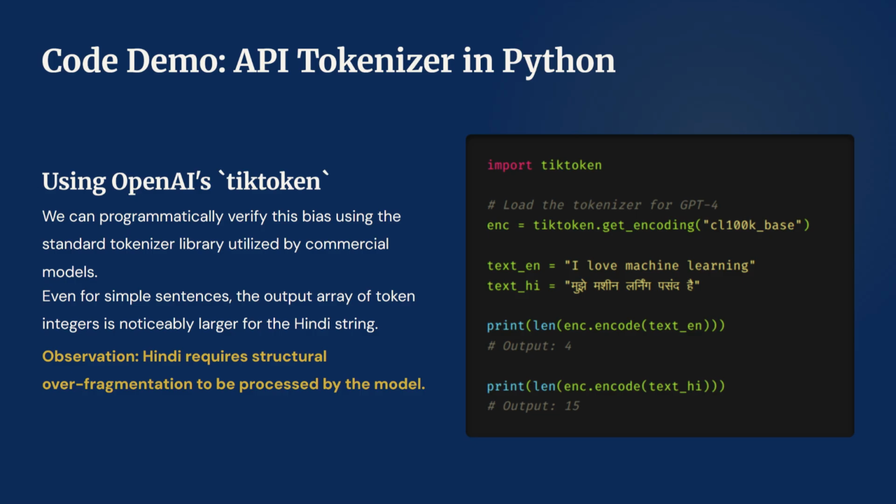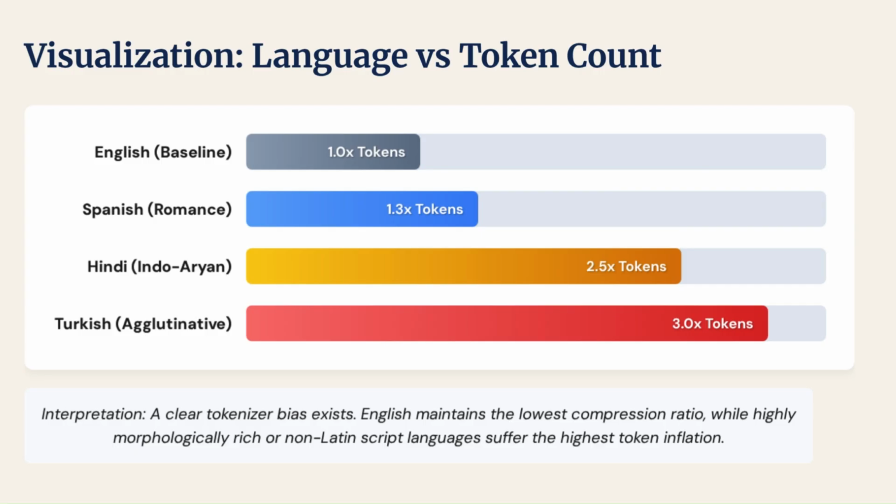The observation from the slide puts it directly. Hindi requires structural over fragmentation just to be processed by the model. The visualization makes the trend undeniable. English sits at the baseline of 1.0 times. Spanish, a Romance language, comes at 1.3 times, still relatively effective because it shares Latin script roots with English. Hindi jumps to 2.5 times more tokens. Turkish reaches 3.0 times the token count of English for the exact same meaning.